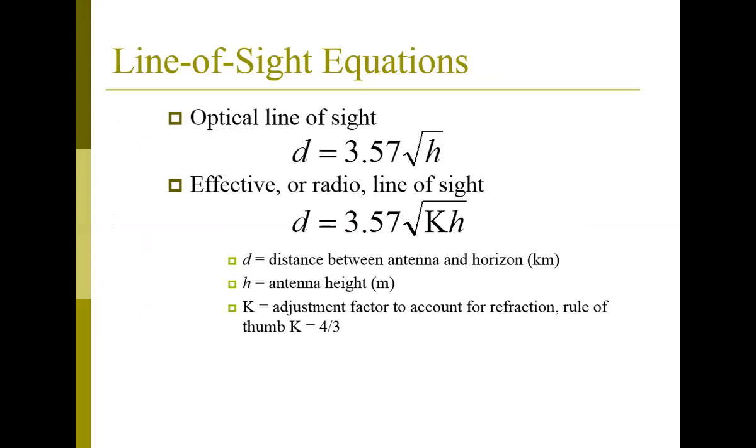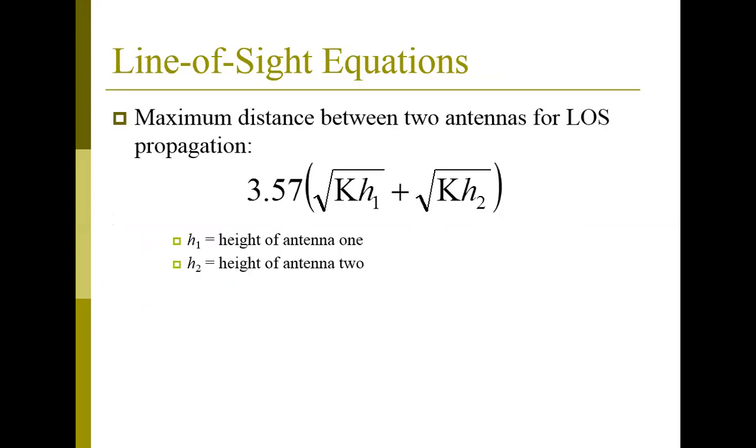Optical line of sight distance, if you want to compute, this is the formula. H is the antenna height, d is the distance between them, K is an adjustment factor. Normally we take 4/3. If you want to compute the maximum distance between two antennas, you have to use this formula.